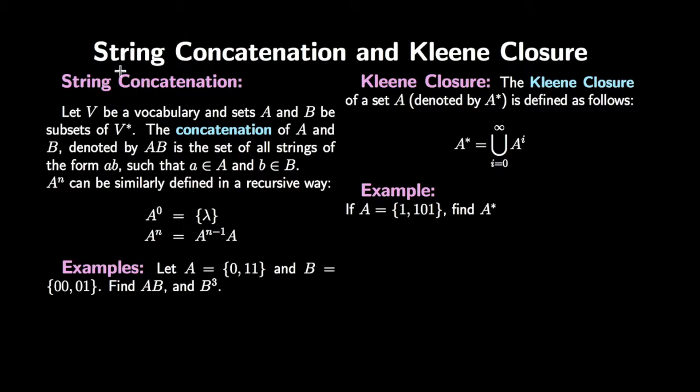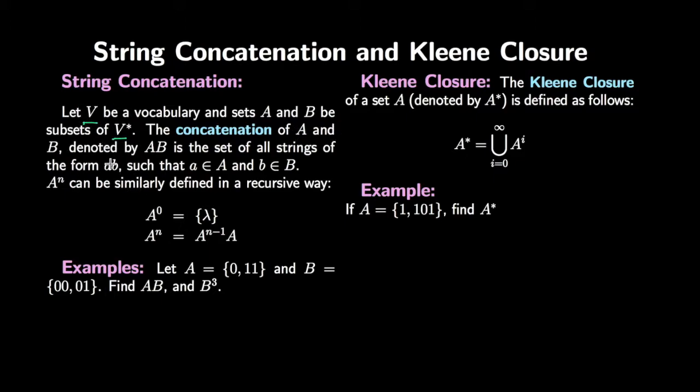Hello, so in this video we will talk about string concatenation and Kleene's closure. So let's start with the definition for string concatenation. Let's say we have a vocabulary V and we have sets A and B which are subsets of V star. V star means we have all the strings which can be formed from the vocabulary.